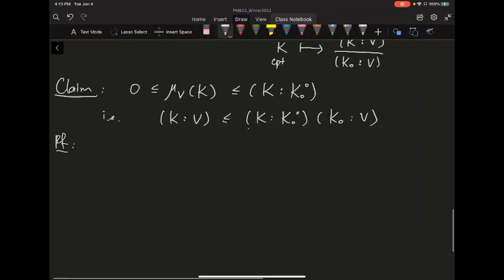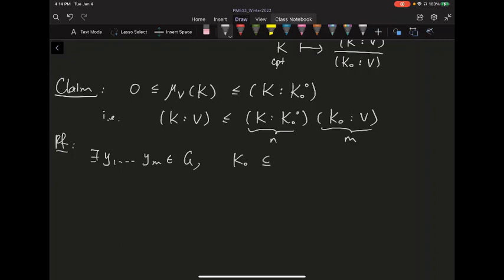Let's make some assumption. These are all integers. Let's say this is n, and this is m. First of all, because you have k0 over v, the index is m, so there exist y1 up to ym inside your group G, so that you can cover your k0 by m of these translations, yj of v, where j goes from 1 to m. So k0 can be covered in that.